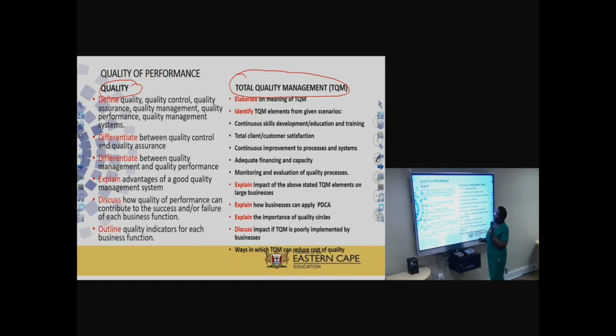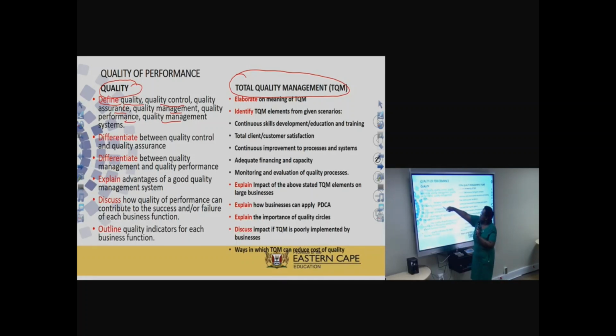With quality, what you need to know is to define the terms. You must be able to define quality. You must be able to define quality control, quality assurance, quality management, quality performance, quality management systems. The terms, learners, are a little bit confusing, but when you are able to define quality, it's easy for you to move to quality control, quality assurance and quality management. But you will see when we get there. This is just an outline.